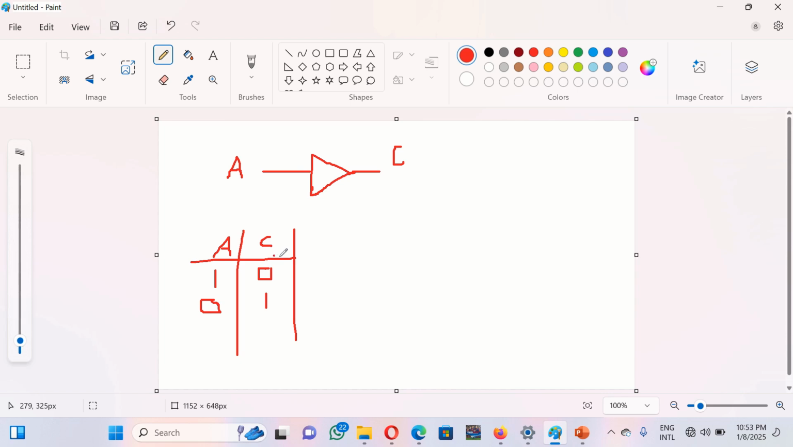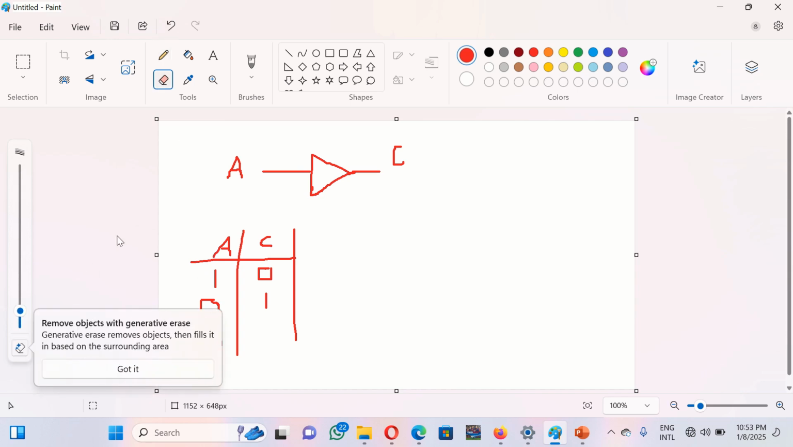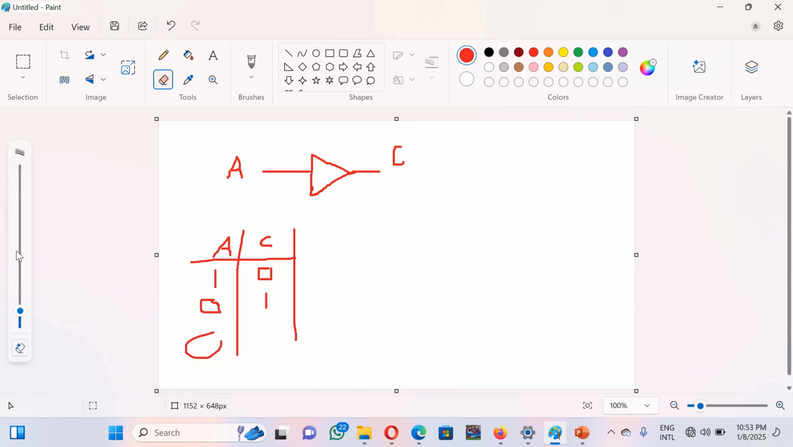So we could also have, I'm sorry, let me try with 1. So if I have 1 here, I still have 0. And if I have 0 here, I still have my 1 here. So that's all for the NOT gate. It just gives you the opposite of what you've inserted. That is it.